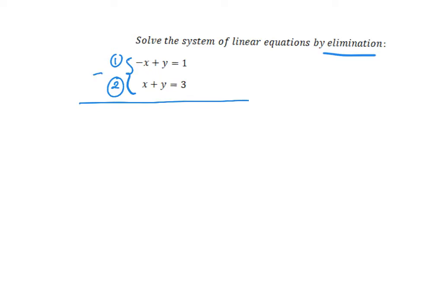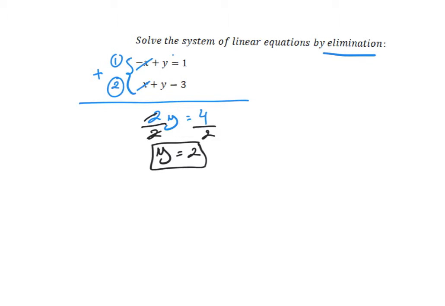If you add both equations 1 and 2, clearly you can eliminate negative x with x. And y plus y will be 2y, and 1 plus 3 will be 4. Then we can divide by 2 on both sides, and we get y equals 2. So we found y equals 2 as one part of the solution.